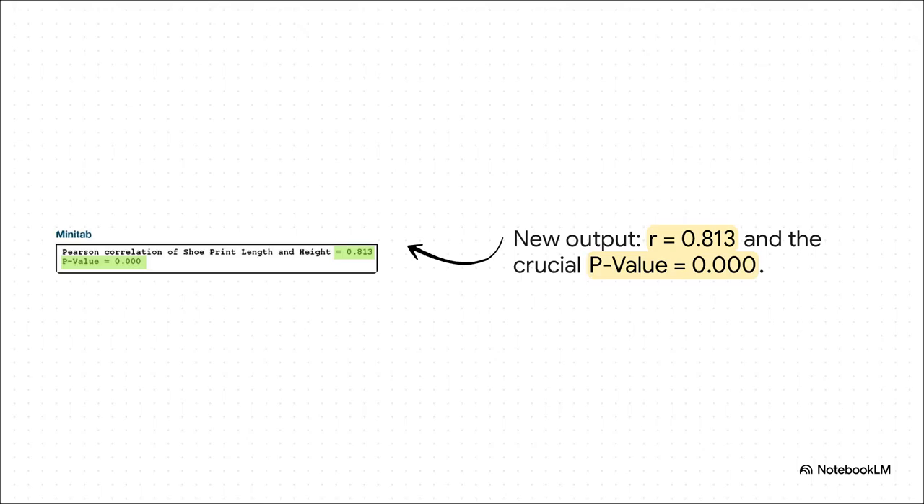The real jaw-dropper, the number that proves we're onto something real, is the new p-value. A p-value of 0.000. Now, it's not actually 0, it's just a very tiny number. But what it means is that the probability of getting a pattern this strong just by random chance is practically impossible. This is not a coincidence. This is a real relationship.